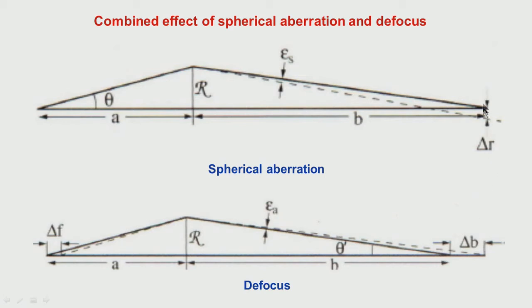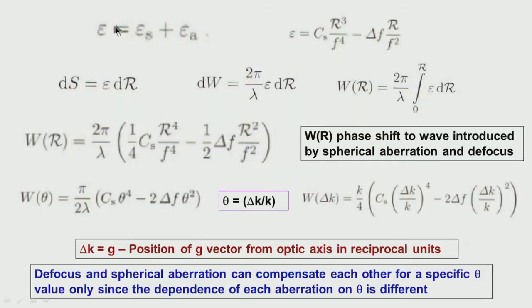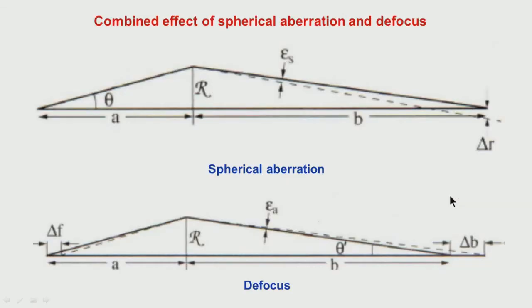So, the net effect will be some value, and that spread delta r is going to be rather small. That is what is essentially being given. Epsilon s equals, this is the term corresponding to spherical aberration, and this is the term corresponding to defocus.